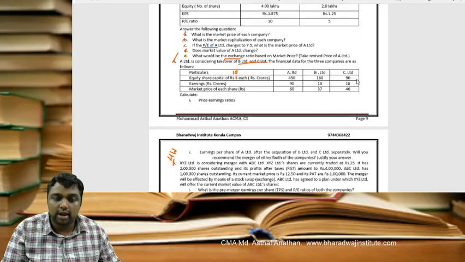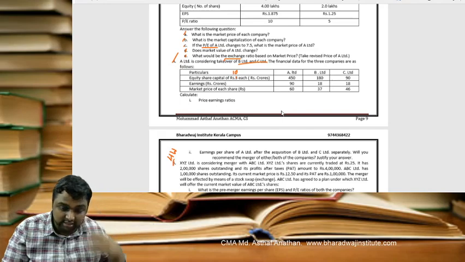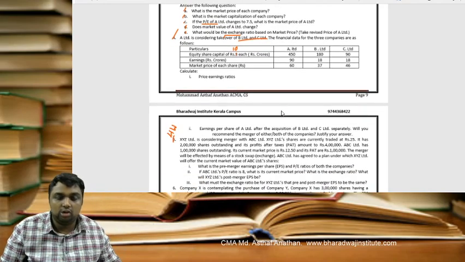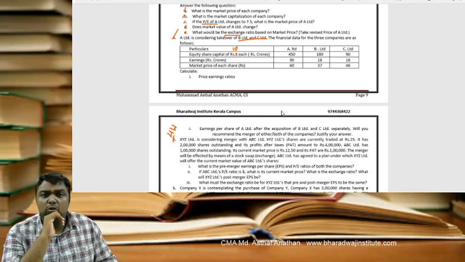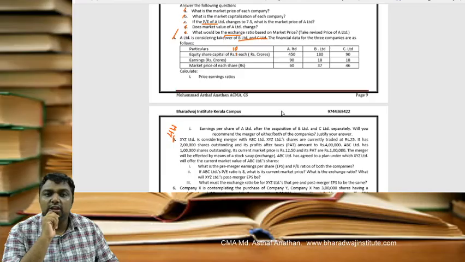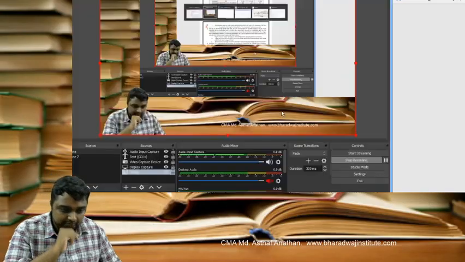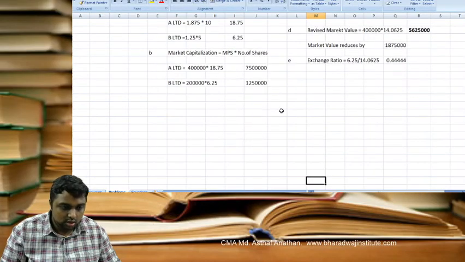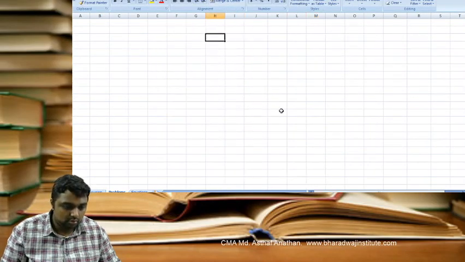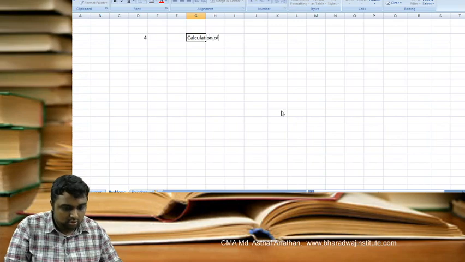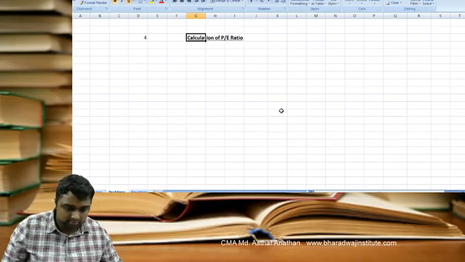450 crore, 180 crore and 90 crore. Earnings are 90, 18 and 80. Market price is 60, 37 and 46. They are asking us to find the PE ratio. See how to find PE ratio: PE ratio is nothing but market price by EPS. Are you ready? Great. So question number 4: calculation of PE ratio.